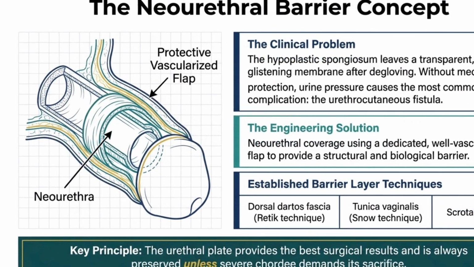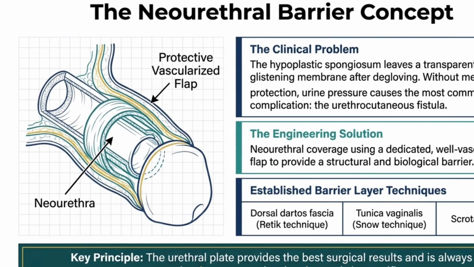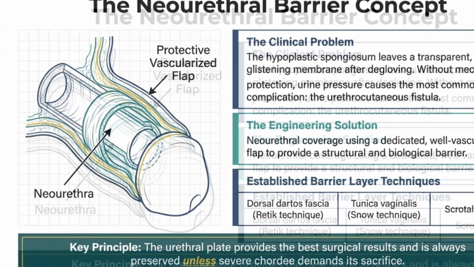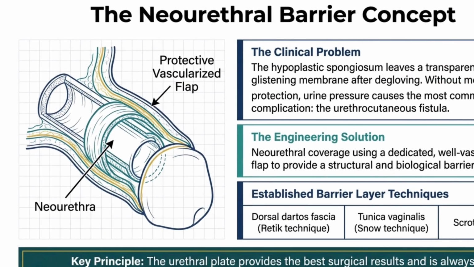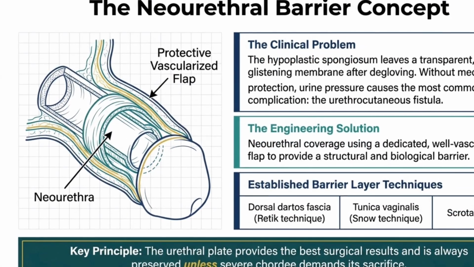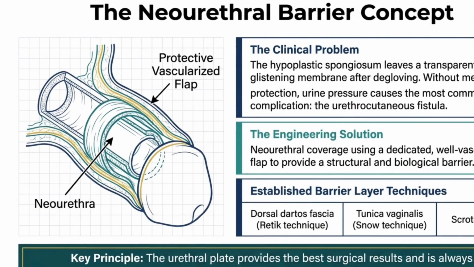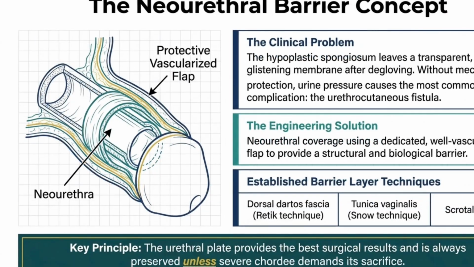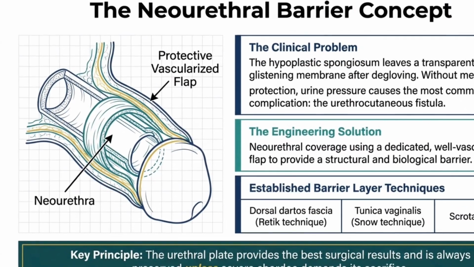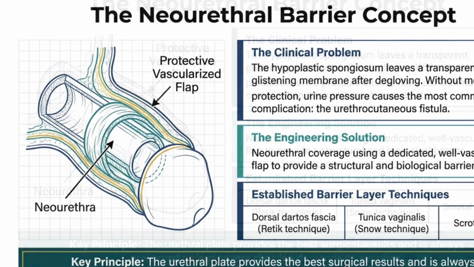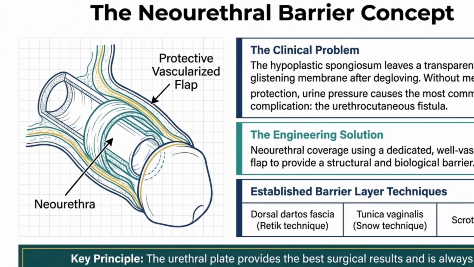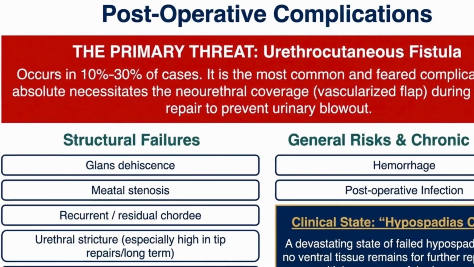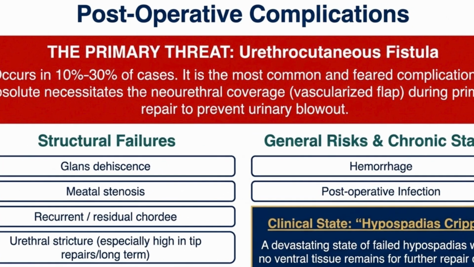The established three ways of the barrier layer techniques. The first one is the Retik technique in which dorsal dartos fascia is used, the Snow technique in which tunica vaginalis is used, and in the last procedure, scrotal dartos is used. The urethral plate provides the best surgical results and is always preserved unless severe chordee demands its sacrifice.